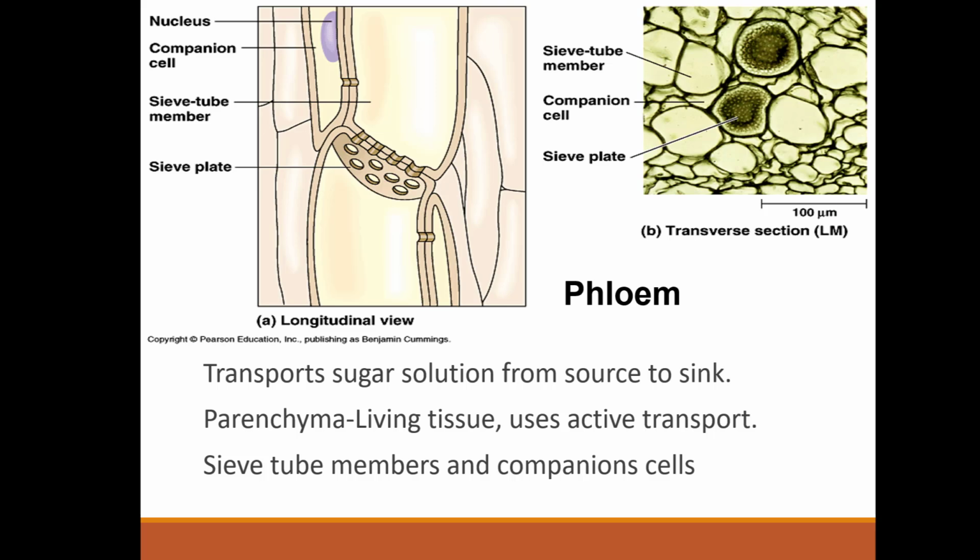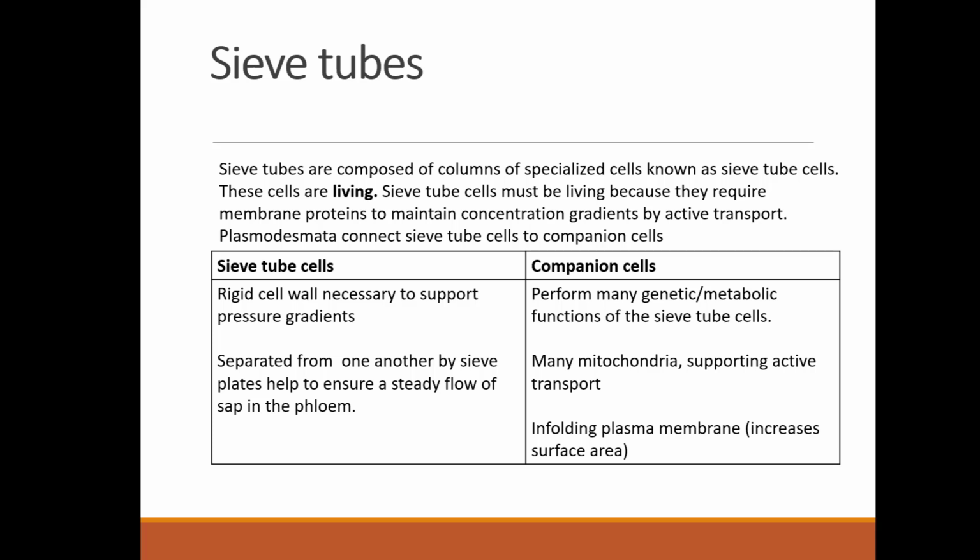So phloem is what transports sugar solution from the source, being the leaves, to the sink, and the sink is the plant. It's made up of parenchyma, which is a living tissue and uses active transport, and it is made up of sieve tube members and companion cells. So sieve tube cells are living, and they must be living because they require membrane proteins to maintain active transport.